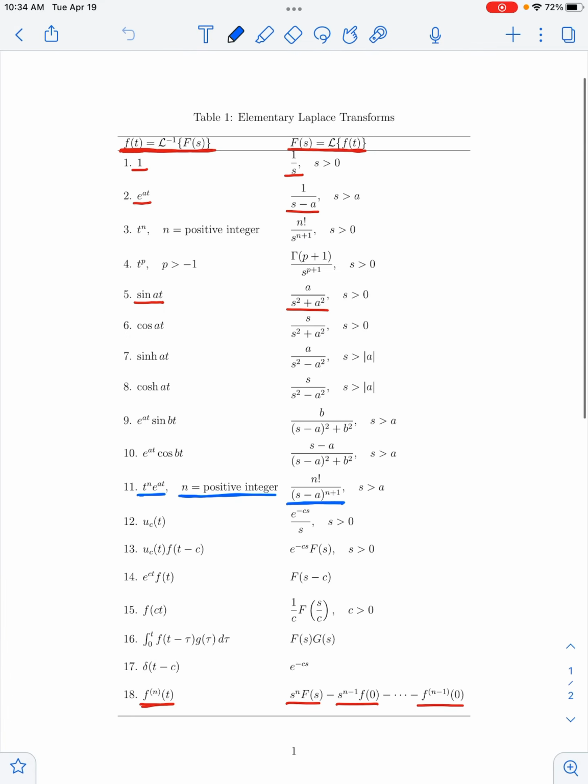So when I look at my Laplace table, and I'm looking at which properties have a denominator that involves a difference of squares, I see that properties number 7 and 8 have a denominator of s squared minus a squared, where the numerator is either the constant a or s. And these are the Laplace transforms of the hyperbolic sine of at or hyperbolic cosine of at.